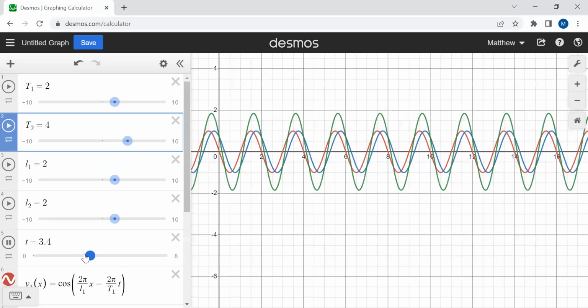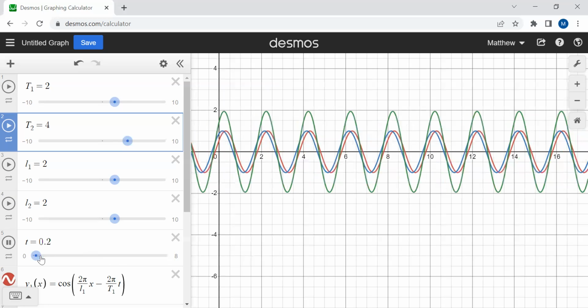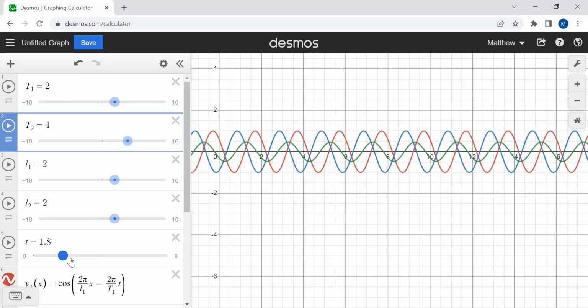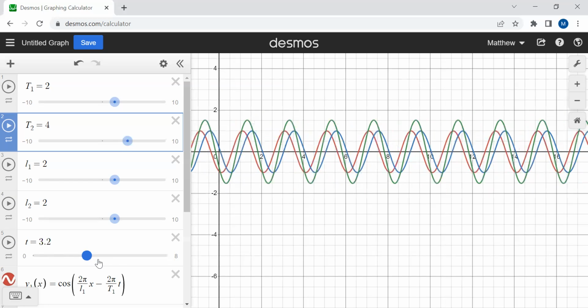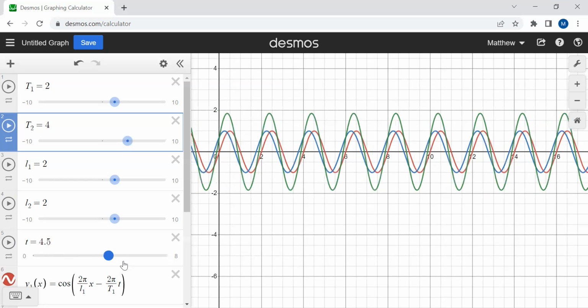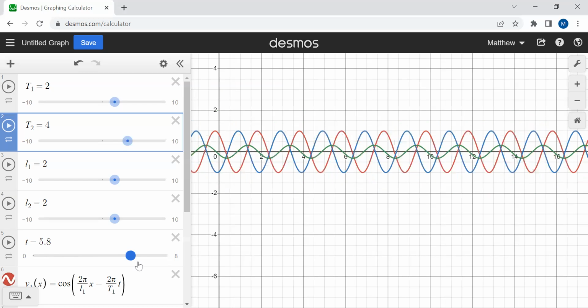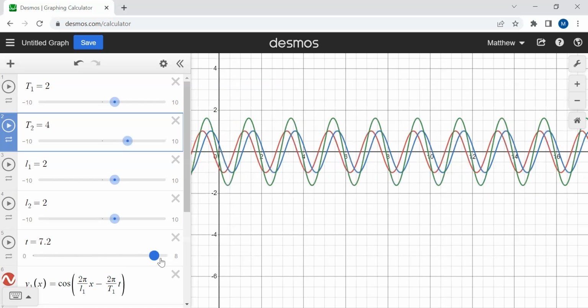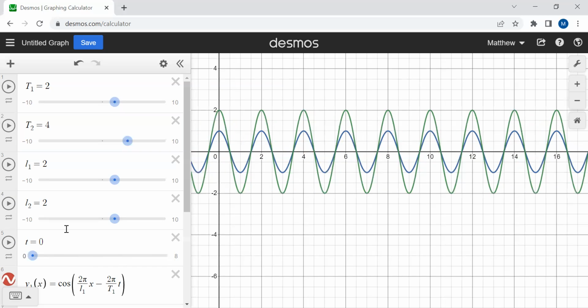Oh, that's going backwards in time now. So you can see how the waves have constructive interference and then destructive interference. Constructive and destructive. What if the waves have different wavelengths?